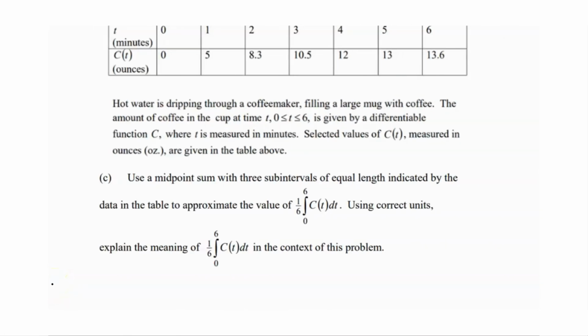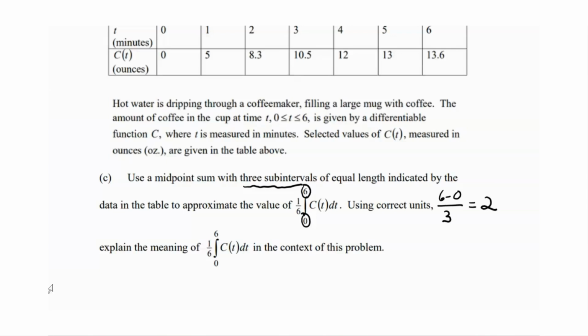Okay, for part C, use a midpoint sum with 3 subintervals of equal length indicated by the data in the table to approximate the value of 1/6 times the integral from 0 to 6 of c of t dt. Using correct units, explain the meaning of 1/6 times the integral from 0 to 6 of c of t dt in the context of this problem. Okay, so we're looking at a midpoint sum with 3 subintervals. So the first thing we have to figure out is the length of each subinterval. We take the limits of integration, 6 minus 0, and divide by 3 subintervals, so that's going to come out equal to 2.